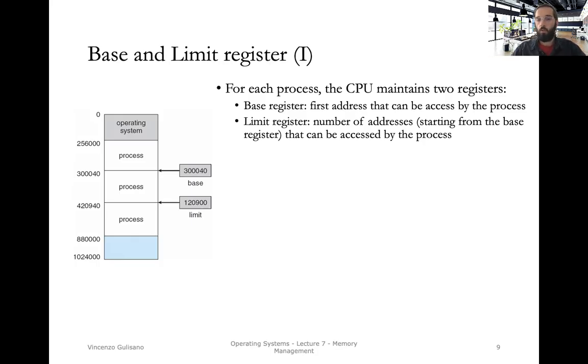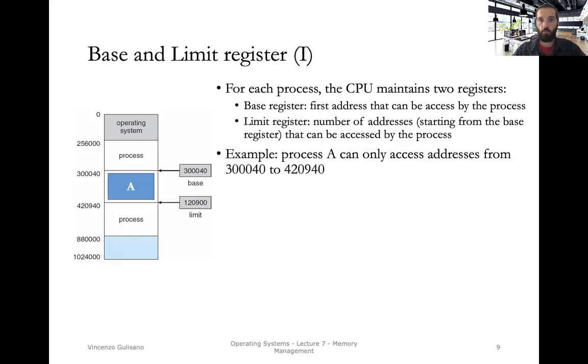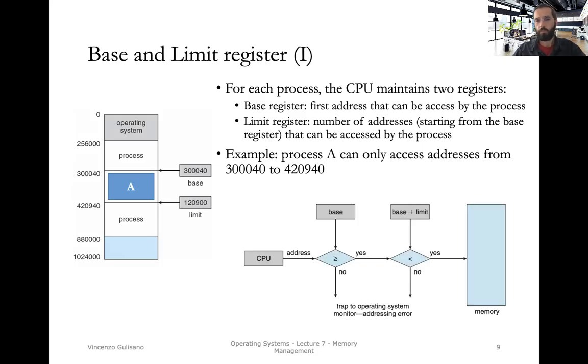Now what we can have is two registers, one in which we keep the base address and one in which we keep the limit, and use these registers to check if a process is accessing its own memory or trying to access others' memory. This is an example about a process A. It has a specific range of addresses that it can access. And one way to go here is to define hardware that works like this.